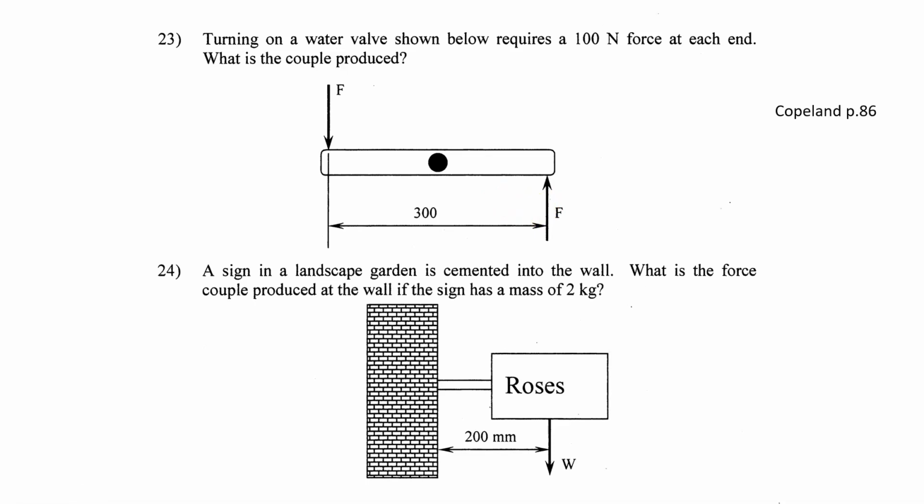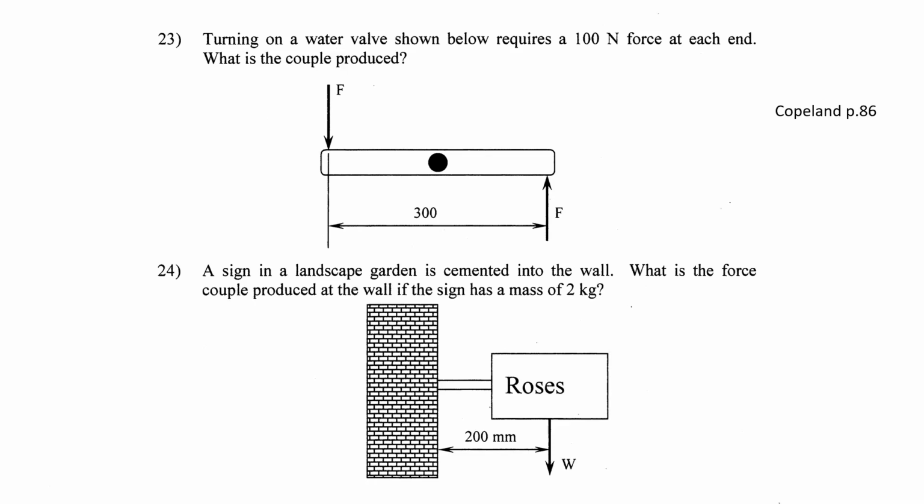Okay, so these are chapter review questions. These are on page 86 of the Year 11 textbook. It says there's a 100 Newton force on each end, multiplied by 300. In the case of Copeland, he likes to use meters. That's fine. The answer will be in meters. So we're going to say 100 times 0.3 equals 30 Newton meters. I haven't looked at the answers, but I think it's a pretty reasonable guess.